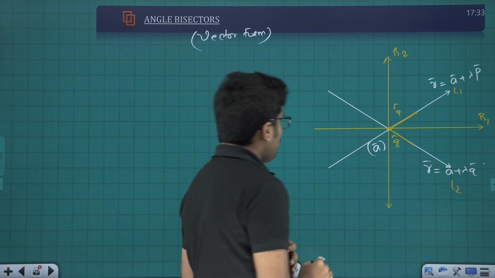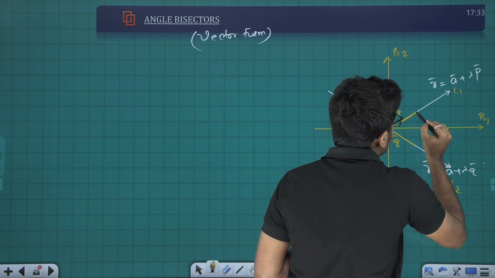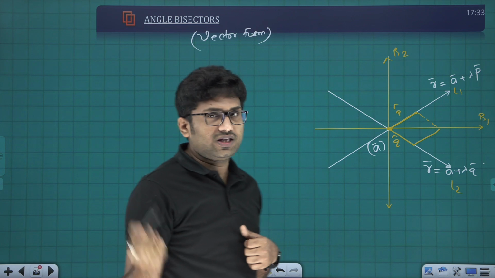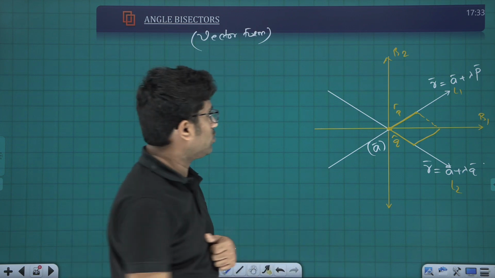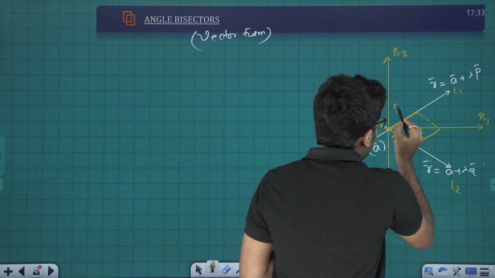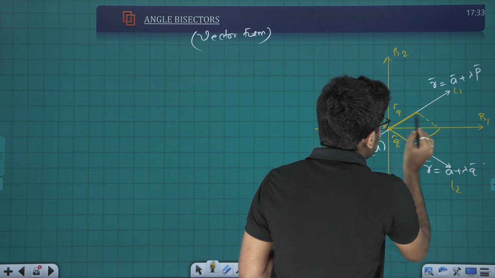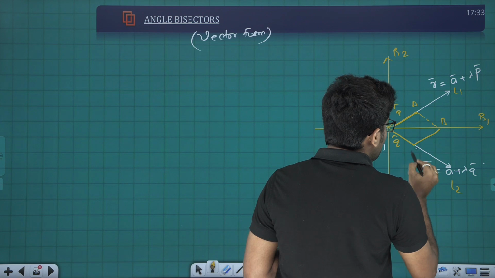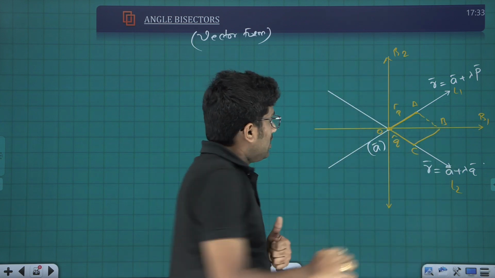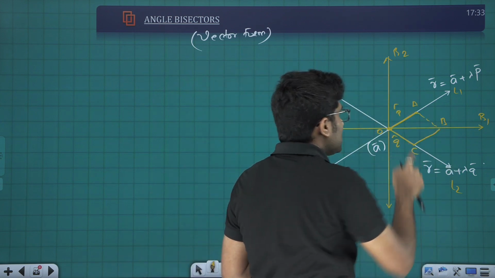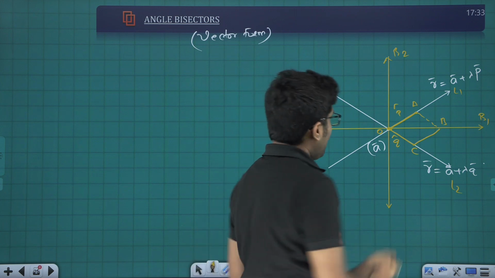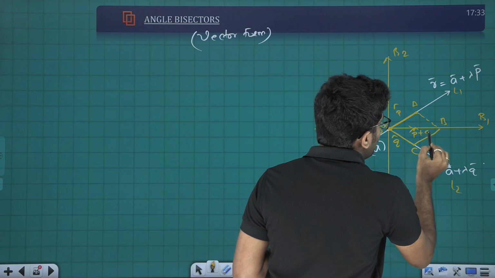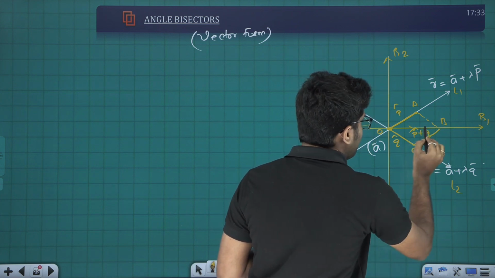Now I would like to construct one square or even parallelogram. Anything is fine. I would like to construct one parallelogram. Now see this, friends. P bar, Q bar, this forms some A, B, C. This forms a parallelogram. If OA bar and OC bar are two adjacent sides of a parallelogram, then this becomes the diagonal, which is P cap plus Q cap.